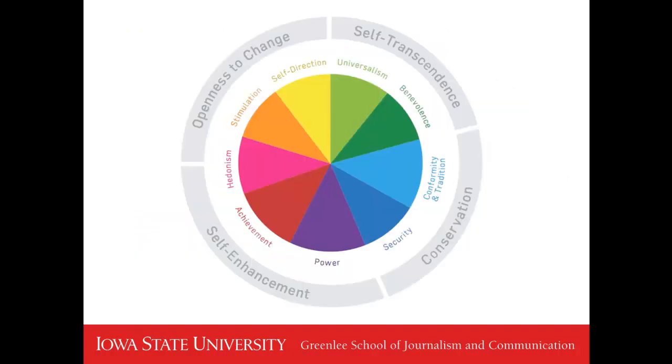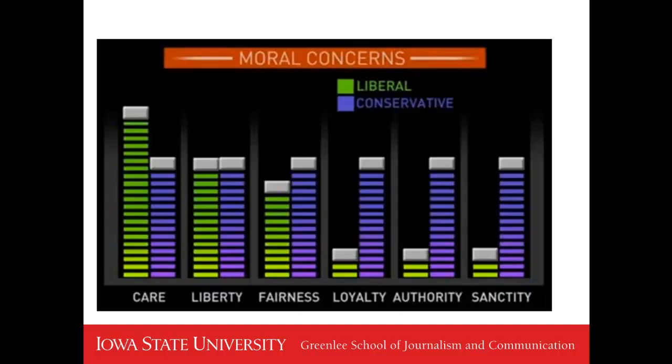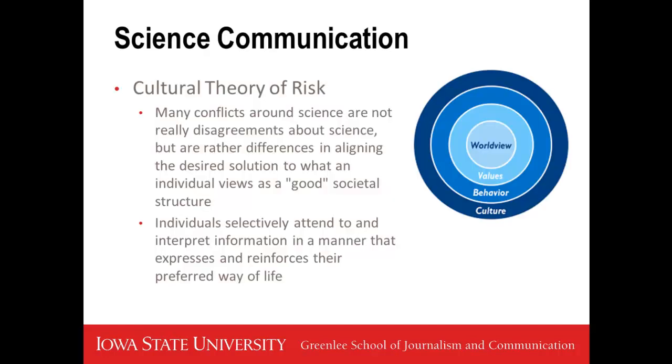So there's lots of different ways to measure values or try and conceptualize what they are. This is one. This is Schwartz's values. This is one. He splits it between liberals and conservatives. But the one I want to touch on real quick is called the cultural theory, which says a lot of conflicts about science are not really disagreements about the science, but they are different ways of aligning what that person thinks is the desired social structure of the world, what the world should be. And so individuals selectively attend to and interpret information to represent and reinforce this way of life.